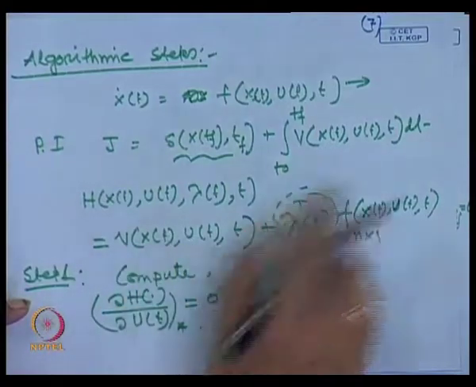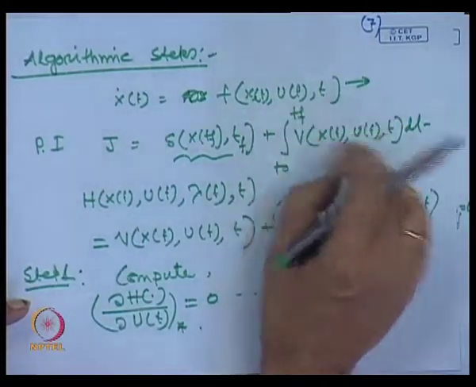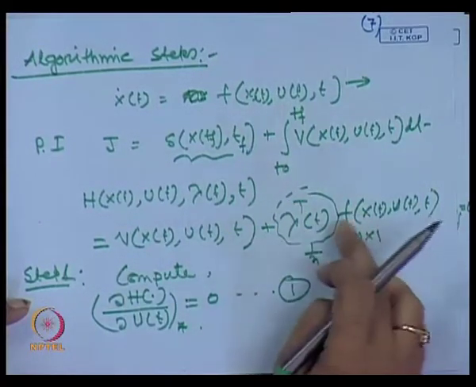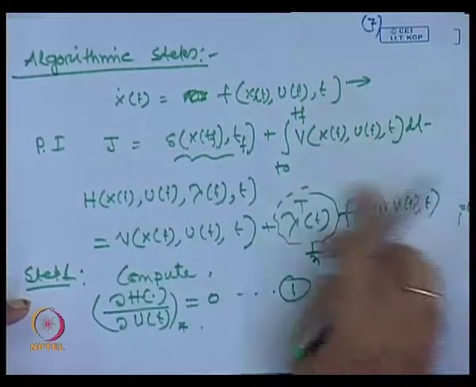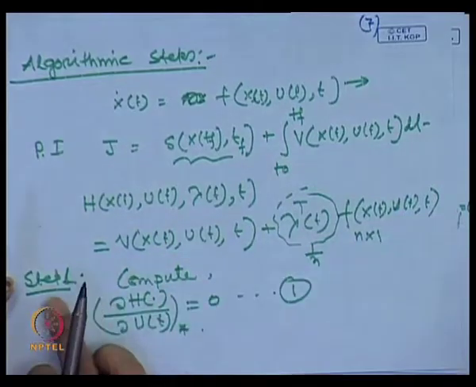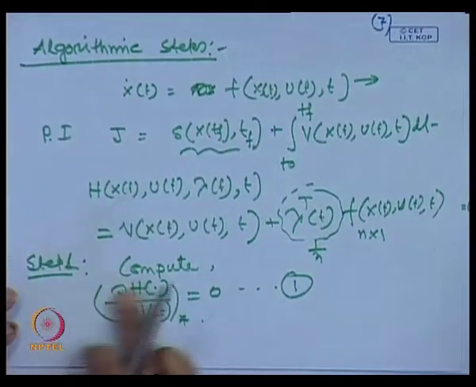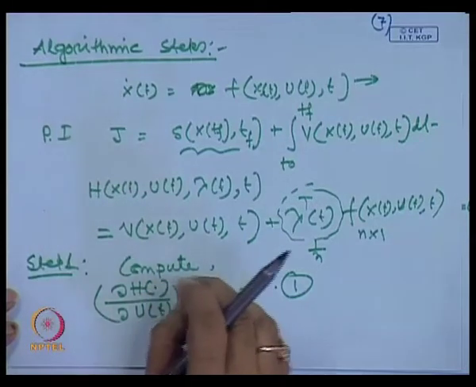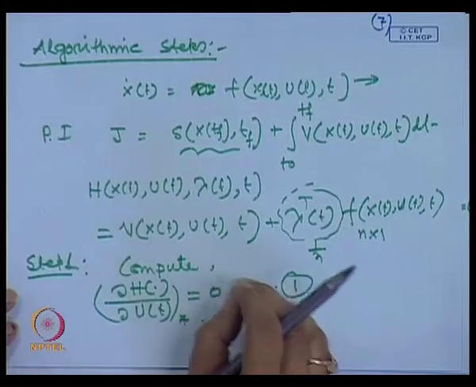That Hamiltonian function is nothing but the integrand part of this integral plus the Lagrange multiplier times f of x. You have seen how we converted a constrained optimization problem into an unconstrained optimization problem using the Lagrange multiplier technique. So, this is that Hamiltonian function. Once you find the Hamiltonian function, differentiate it partially with respect to u, because H is a function of x(t), u(t), lambda(t) and t.